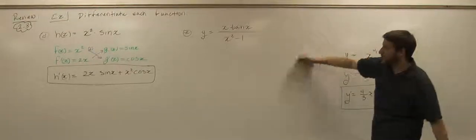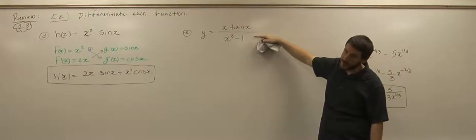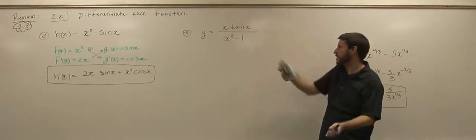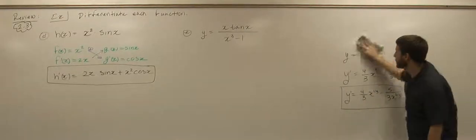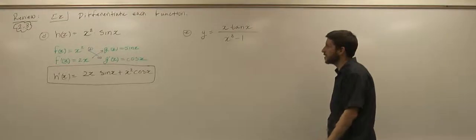I could change the tangent to sine over cosine if I'm thinking about rewriting this, but that's not going to make my life any easier, because I'm going to have a sine on top and a cosine on bottom. That's even uglier. So rewriting this, as far as I can tell, there's not many options.